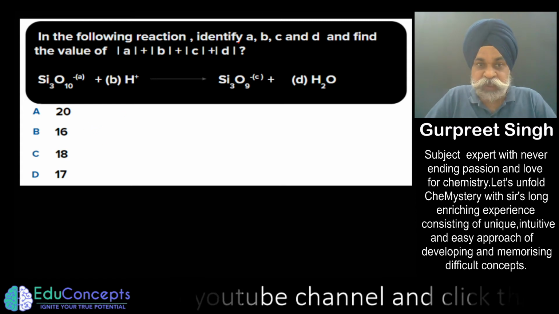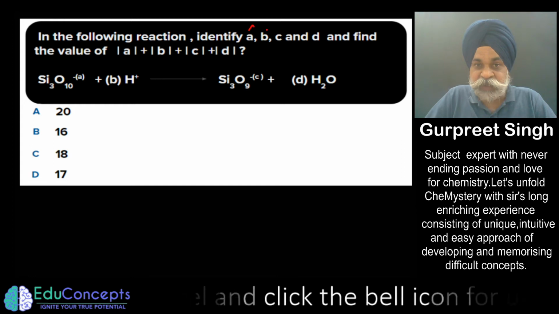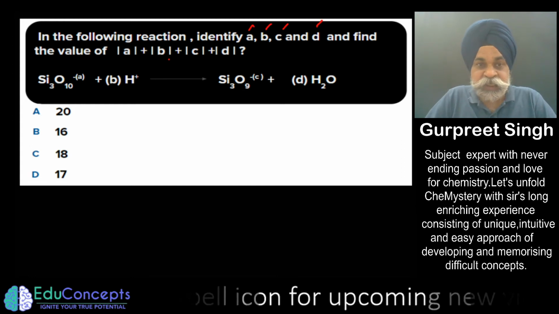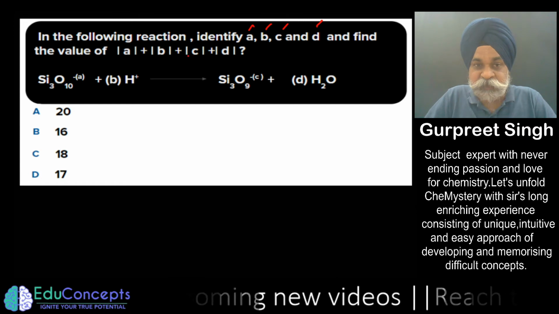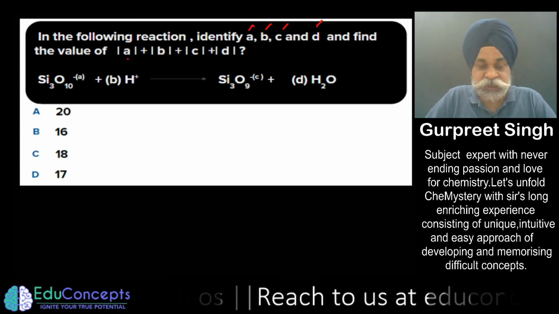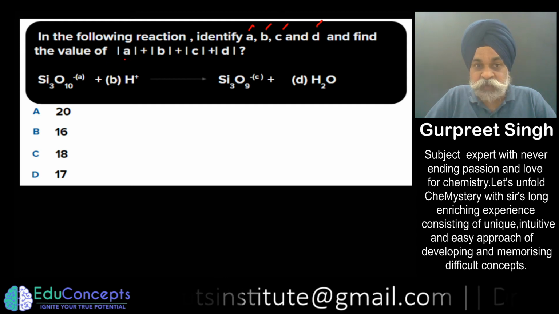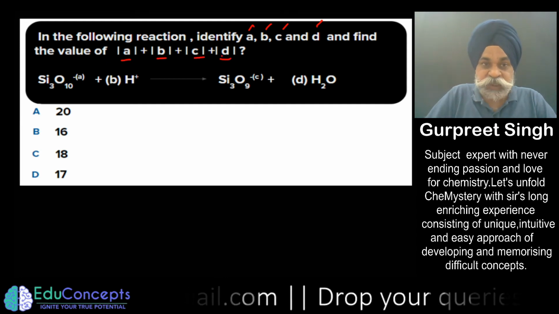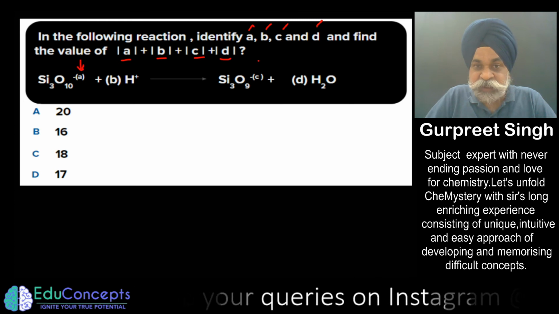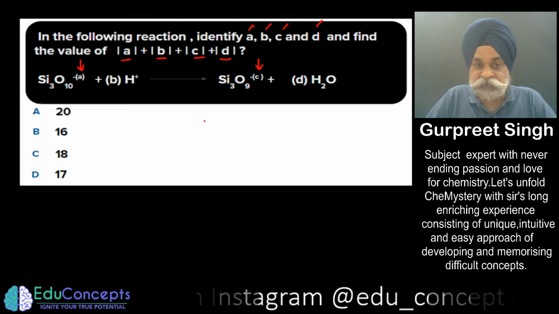So I hope you have tried solving it. First, in the following reaction we have to identify A, B, C, D, and then find the value. This is the integer type of question which is very prominent nowadays in JEE Mains as well as in Advanced. So you have to take a mod of A, B, C, D, because A is having a negative charge and C is also having a negative charge. So we have to take a mod.